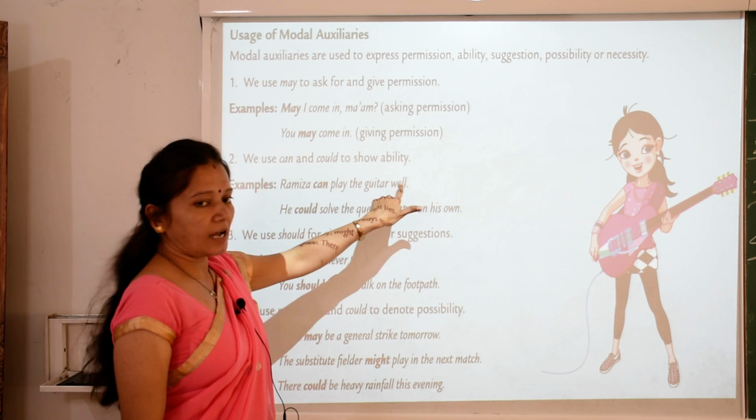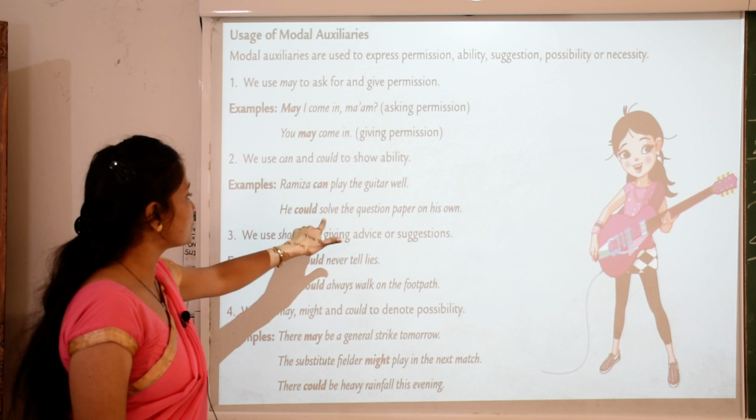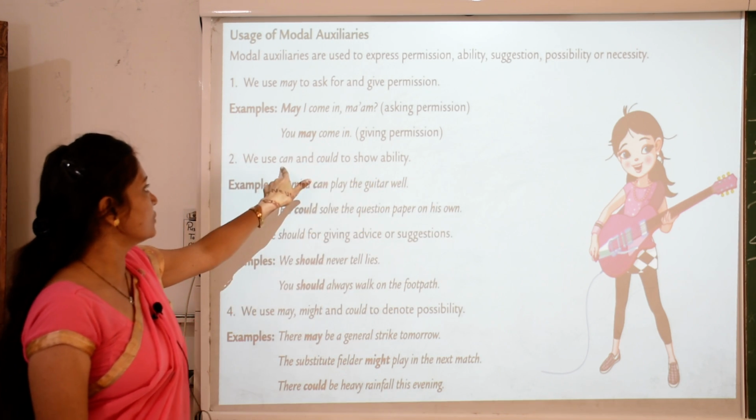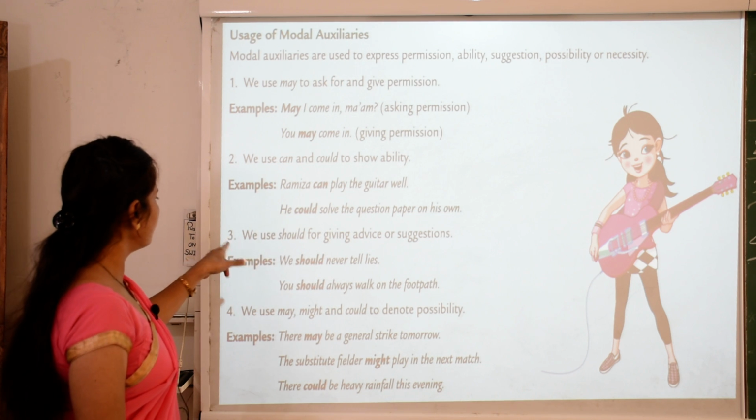Ramiza can play the guitar well. Okay, he could solve the question paper on his own. So to show ability, we use can and could. Now let's move on to the next.